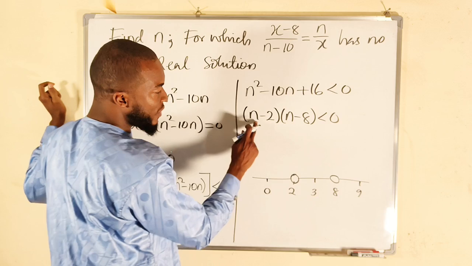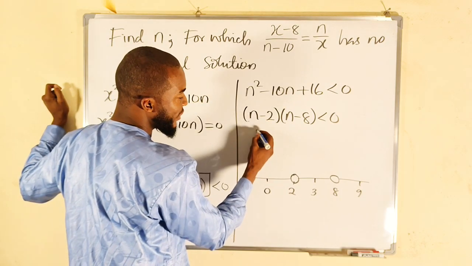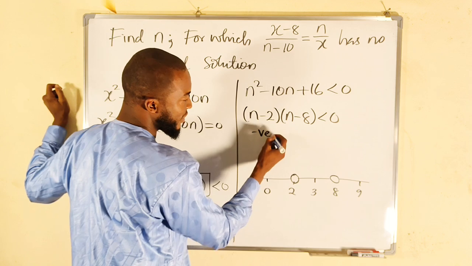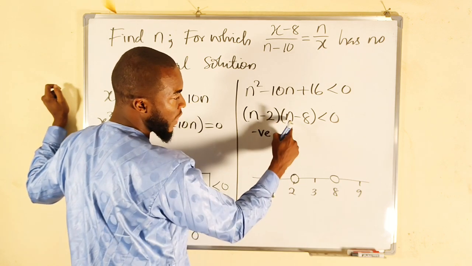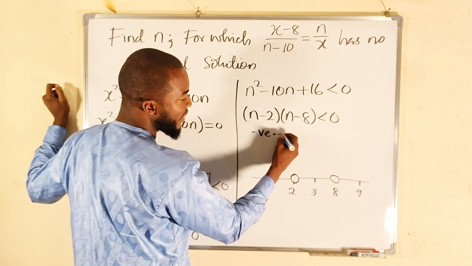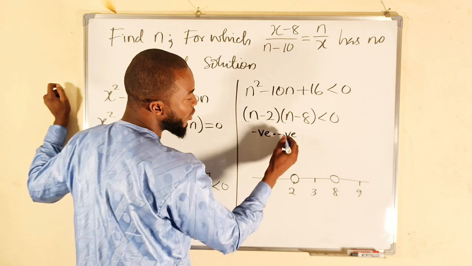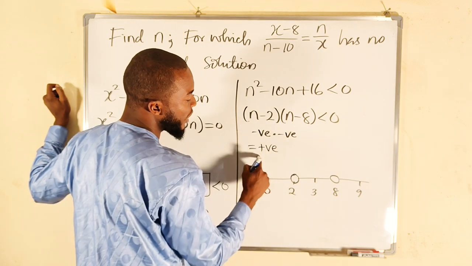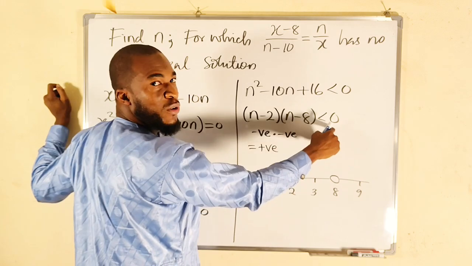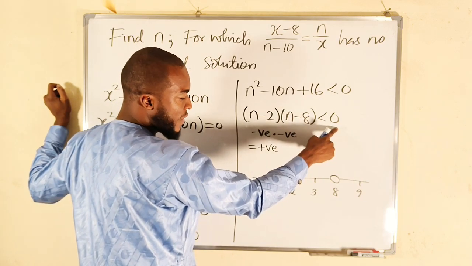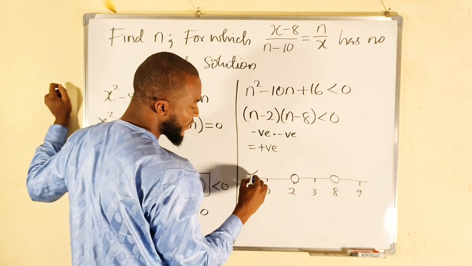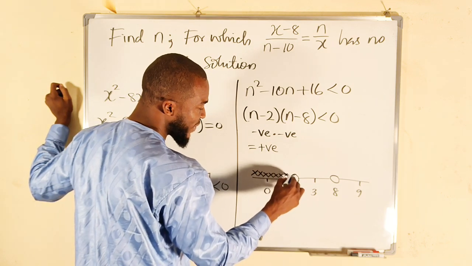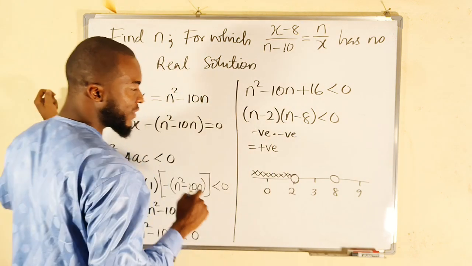The moment you plug in 0 here, you have 0 minus 2. That will give us what? Negative 2. And negative multiplied by 0 minus 8 is still negative. And you know that the moment you multiply two negative values, you get a positive value. There is no positive value that is less than 0. Therefore, you will never get a solution to the left-hand side of 2. Whichever value you test, which is less than 2, will not satisfy the inequality.